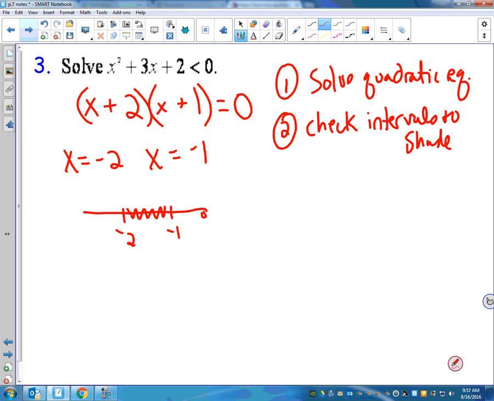So am I going to use parentheses or brackets on my interval? Because that's not included, right? So my answer that I would type in would be from -2 to -1.